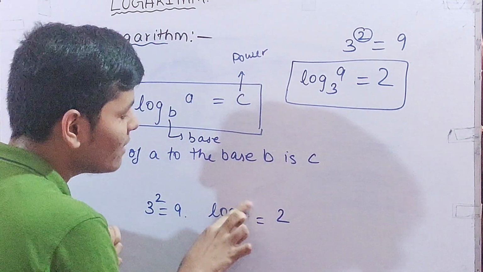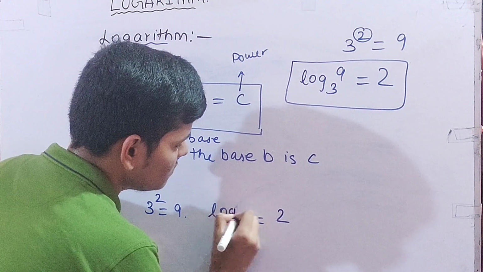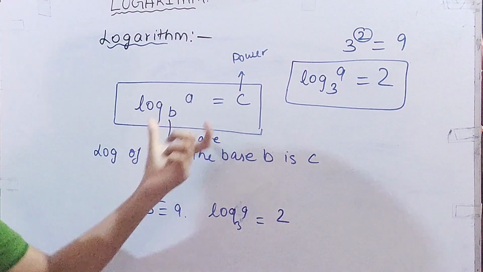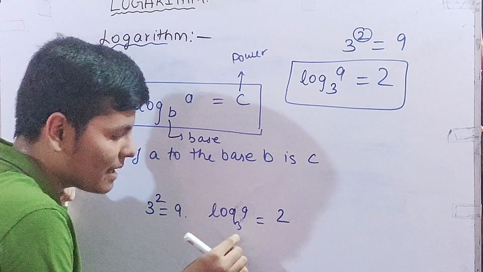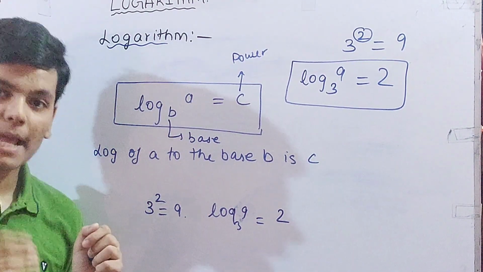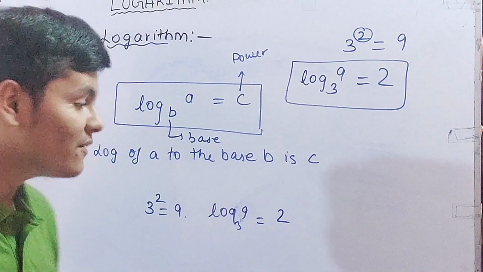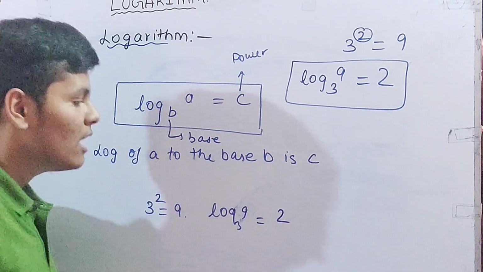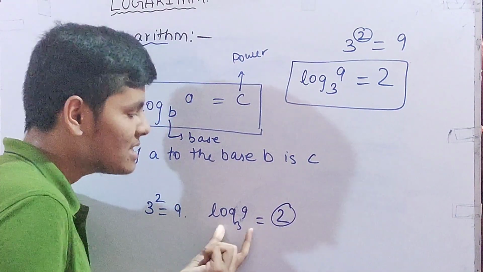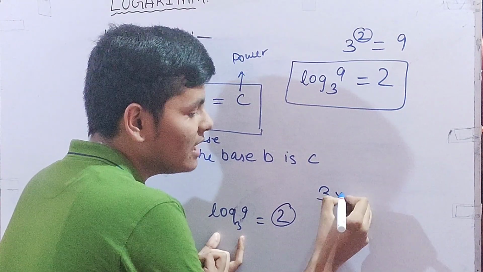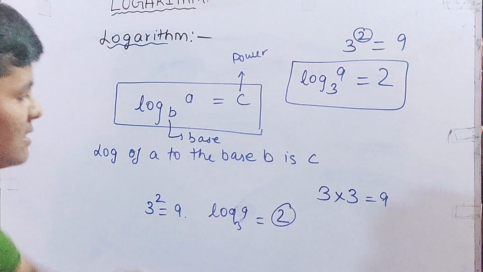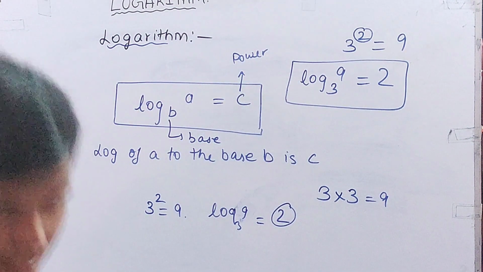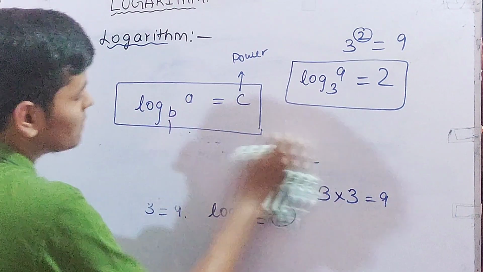Now what do we understand by this? This logarithm function tells us that we have this answer 9 and we have the base as 3. How many times should I multiply the base to itself so that I get the answer as 9? So the answer is 2. It means if I multiply 3 into itself 2 times, then I will get the answer as 9. So this is what logarithm actually tells us. Let us take one more example.